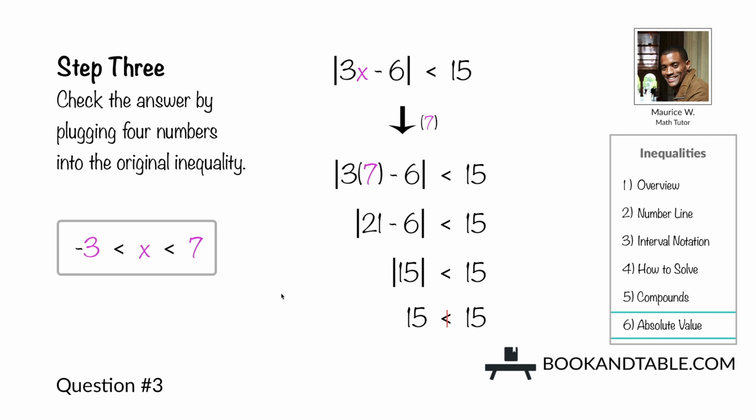So by plugging in those 4 numbers, we see this inequality is correct. So the answer to question number 3 is negative 3 is less than x, which is less than 7.